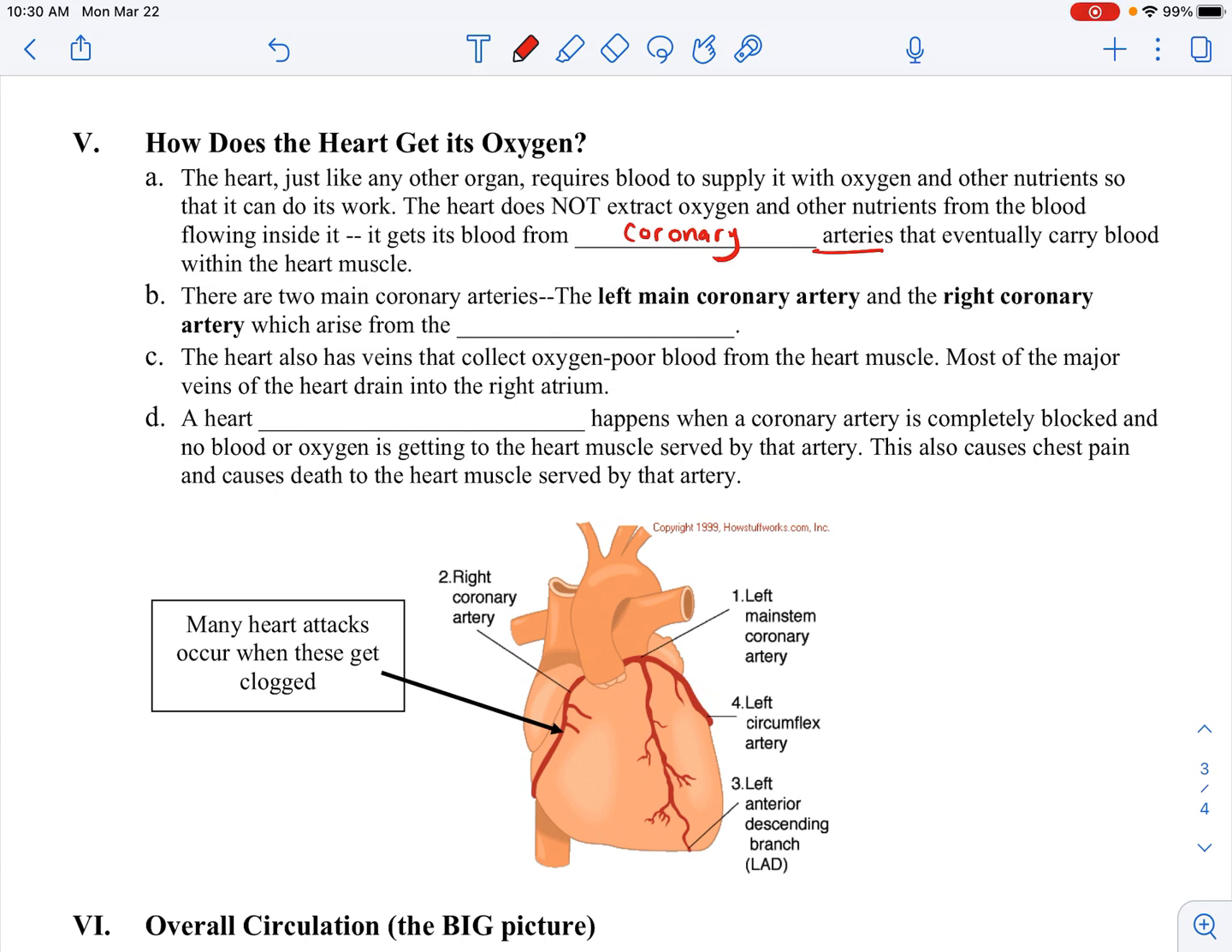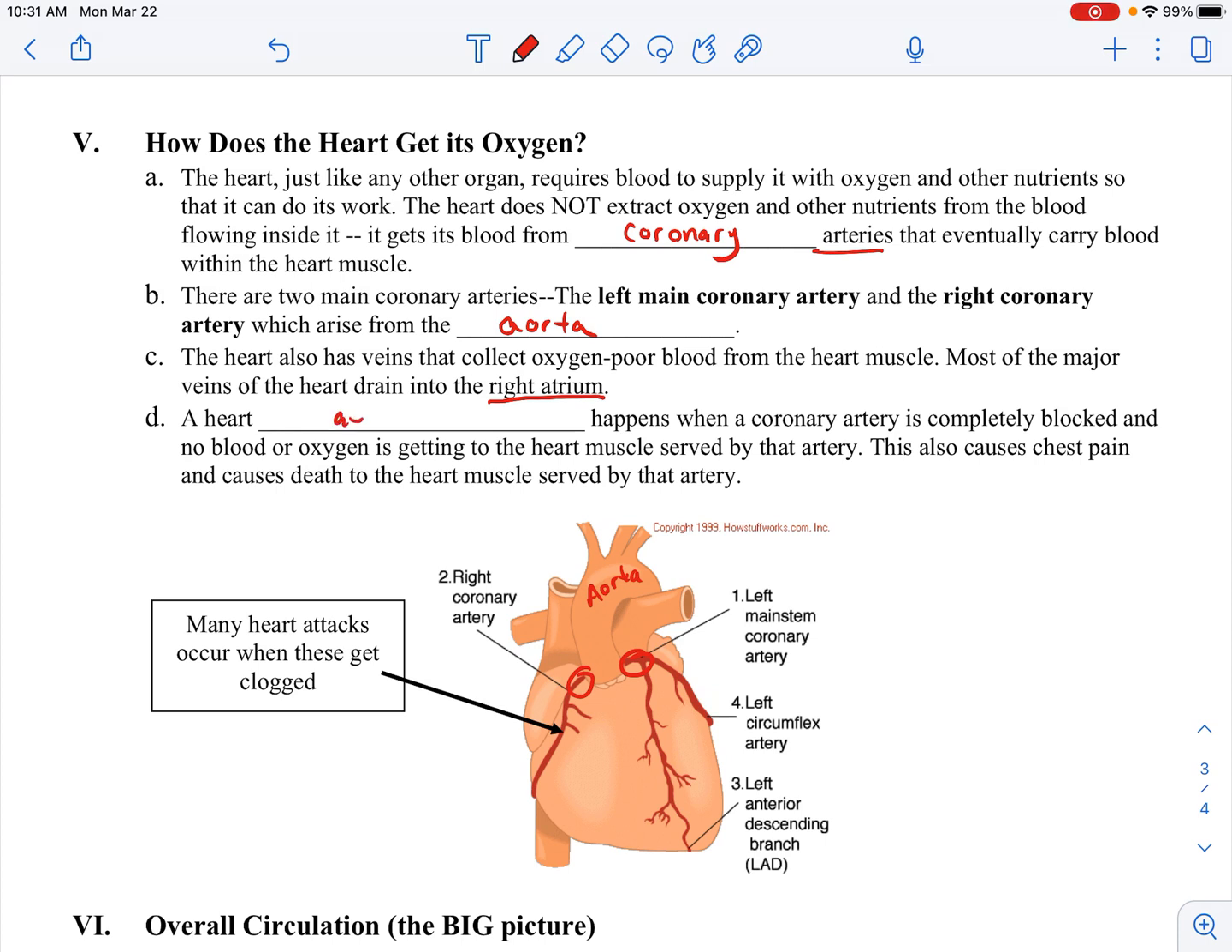The left coronary artery and the right coronary artery arise from the aorta. And you can see them here. And here's the aorta. The heart also has veins, which are not shown in this picture below, that collect oxygen-poor blood from the heart tissue itself. And most of those veins will drain into the right atrium.